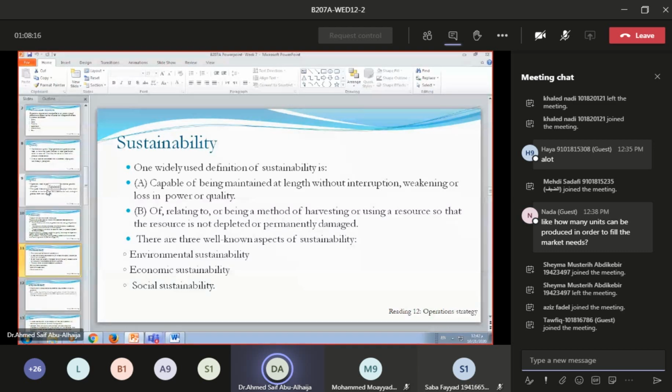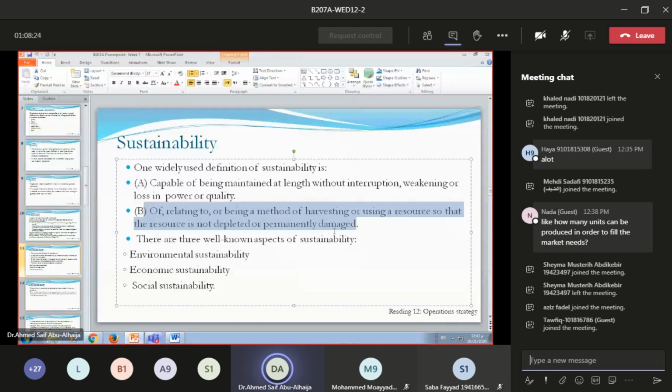So, quality, speed, flexibility. Now sustainability. There are definitions for it, but I like definition number 2, so I will go immediately to it. It is relating to or being a method of harvesting or using a resource.